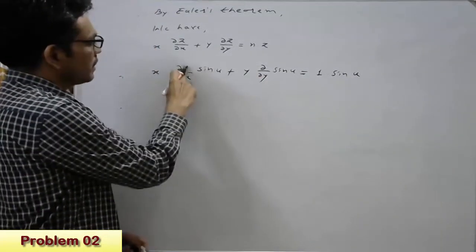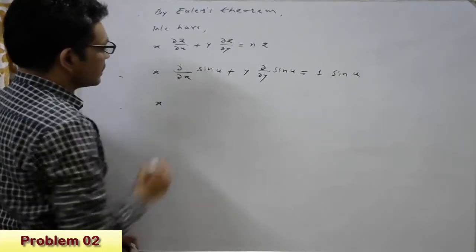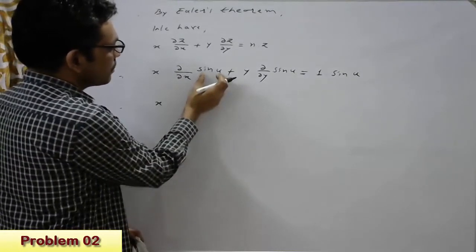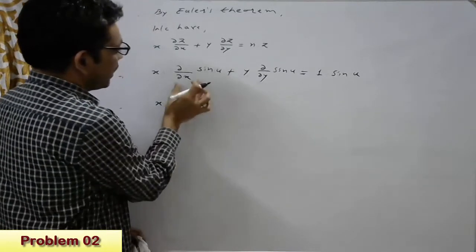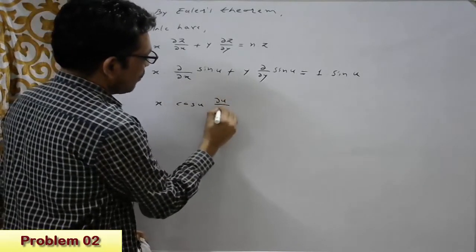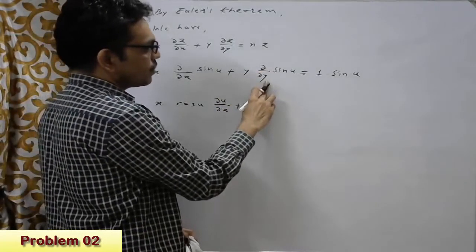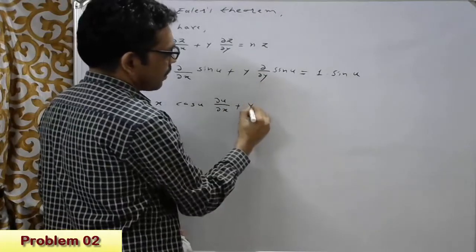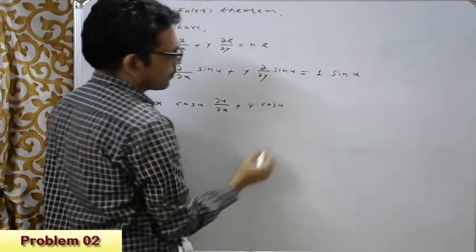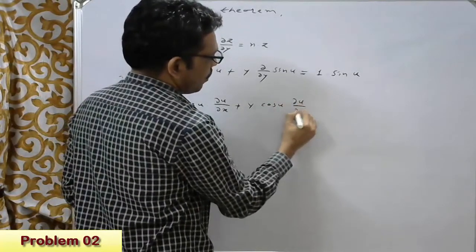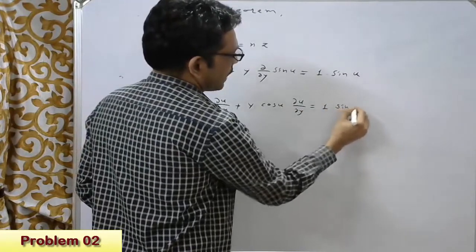Here, for the partial differentiation with respect to x, we write x into the derivative of sine of u, which is cos of u into del u by del x, plus, for the partial differentiation with respect to y, y into the derivative of sine u, which is cos of u into del u upon del y, is equal to 1 into sine of u.